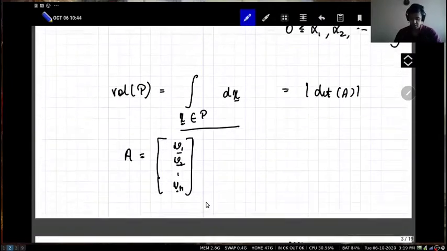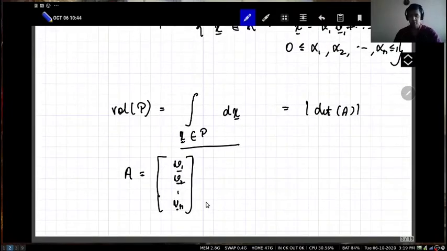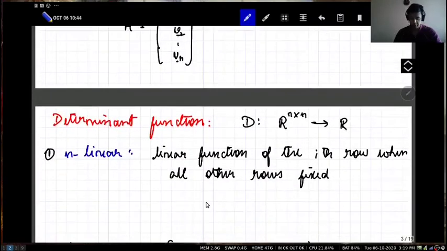Okay, but before that, I'll give you a very abstract definition of what a determinant is. So we'll define it to be any function which satisfies certain properties, and we'll see some properties of this definition of a determinant and what it has to do with the volume of a parallelogram or a parallelepiped, right?